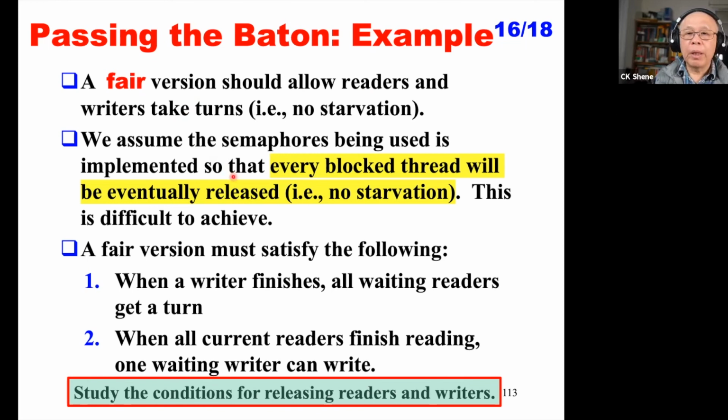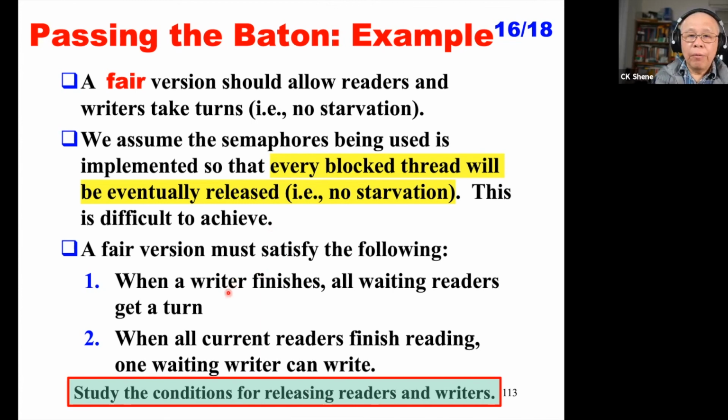So here we have to make some assumption on the semaphore. We assume that a semaphore being used is implemented so that every blocked thread will eventually be released. That is, no starvation. If a thread is blocked there, then with proper signals, that thread will eventually be released. How will you be able to achieve this? Well, the easiest way would be to implement a semaphore in a first in, first out order. In that way, no one will be starved, as long as your signal pattern is always correct. But there's no guarantee the semaphore system you are using will be implemented that way.